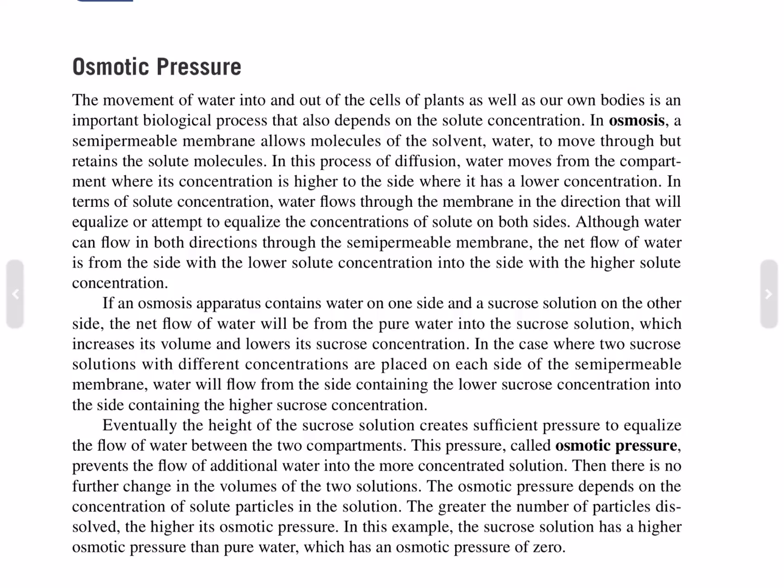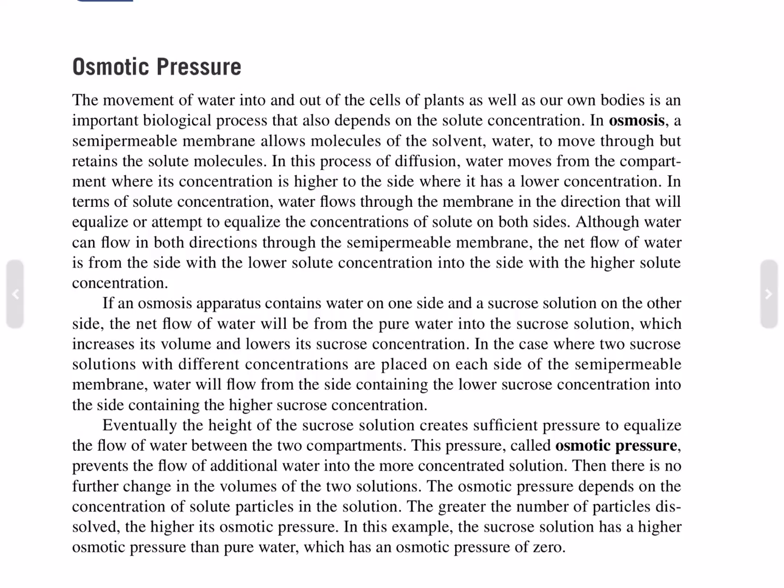If an osmosis apparatus contains water on one side and sucrose solution on the other side, the net flow of water will be from the pure water into the sucrose solution, which increases its volume and lowers its sucrose concentration. In the case where 2 sucrose solutions with different concentrations are placed on each side of the semipermeable membrane, water will flow from the side containing the lower sucrose concentration into the side containing the higher sucrose concentration.